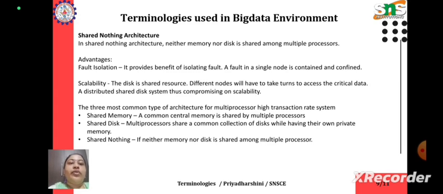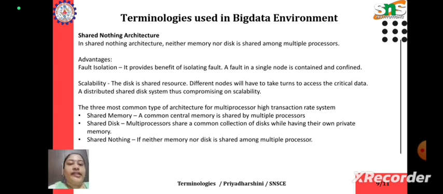The last terminology used in big data environment is shared architecture. It is classified as shared memory architecture, shared disk architecture, and shared nothing architecture. First, in shared memory architecture, memory is shared across all the processors. In shared disk architecture, only the disk is shared among multiple processors. In shared nothing architecture, neither memory nor disk is shared among multiple processors. The main advantages of shared nothing architecture are fault isolation and scalability.